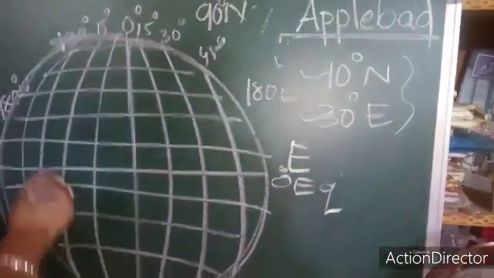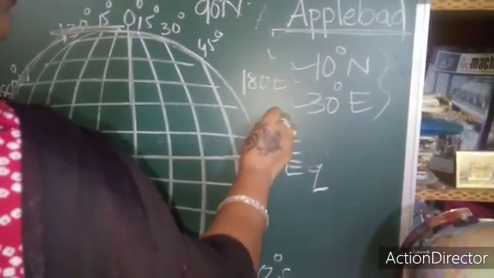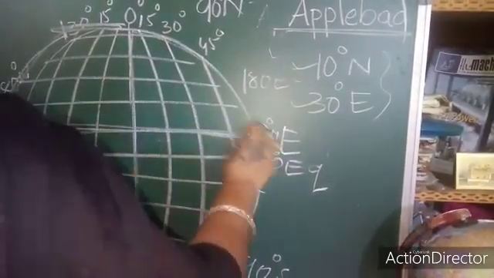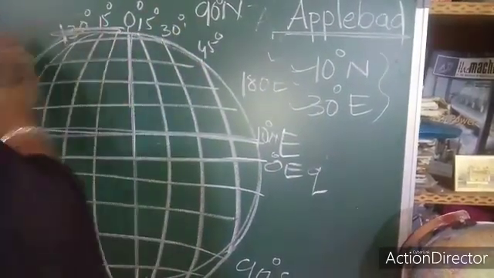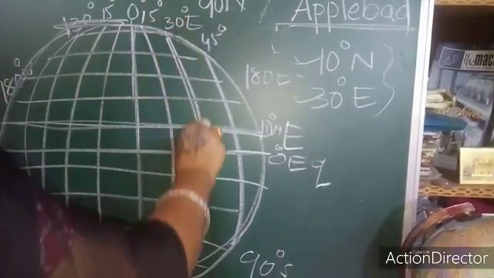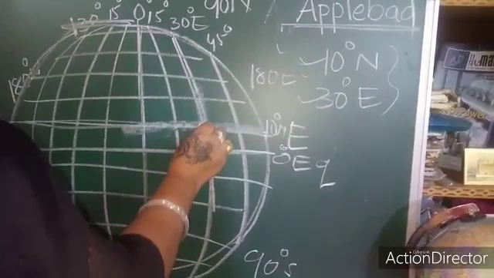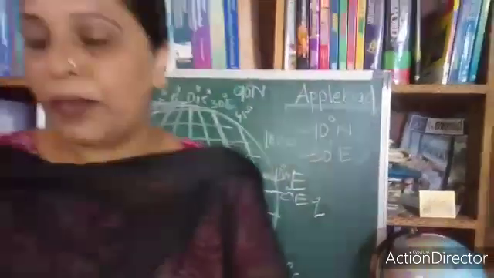So let us first go to the latitudes. This is 0 degree. This is 10 degree north. We have to consider this latitude line. 30 degree east: this is west, this is east, this is 30 degree east. We have to consider this line. So where this line and this line meet, this is Applebad. And thus we can locate a place.